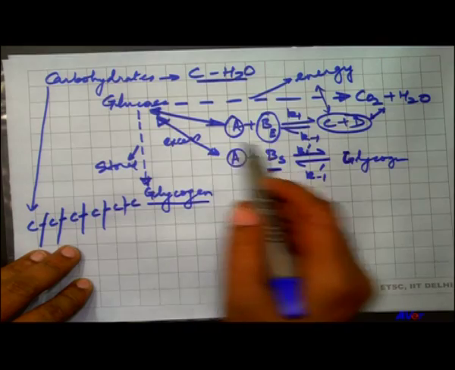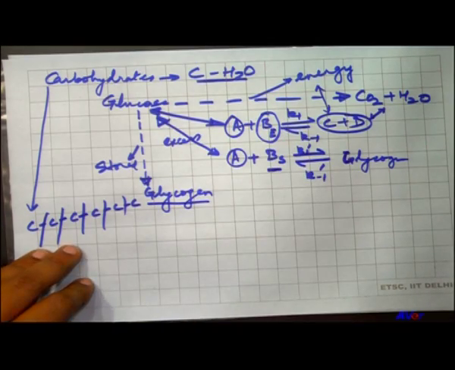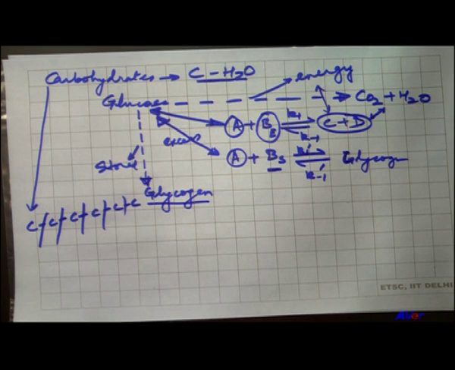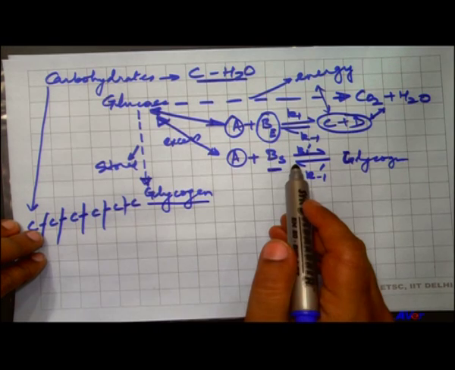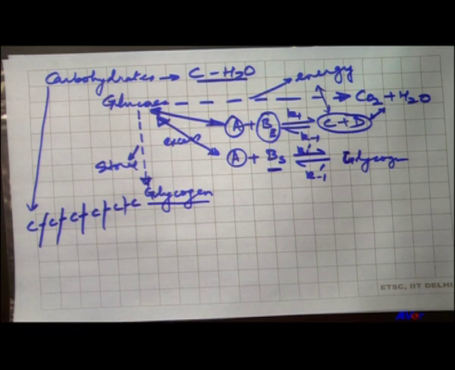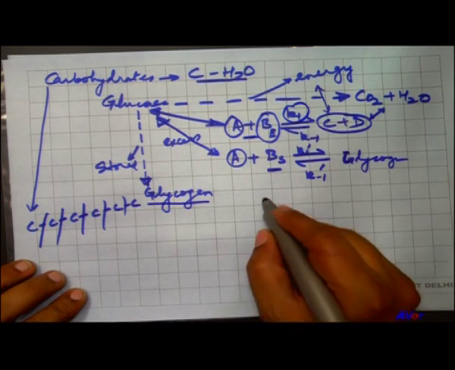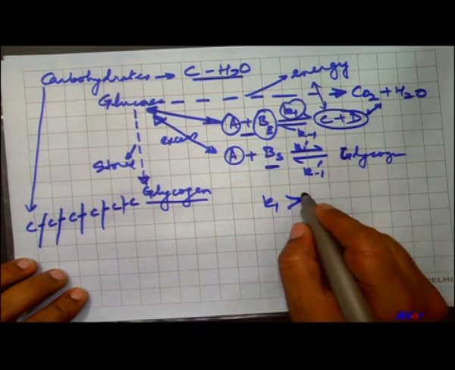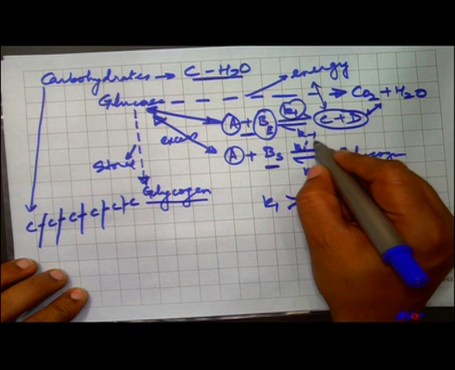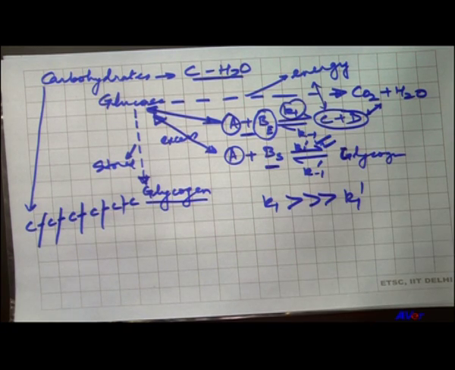It simply is that the association constant of A plus B is much higher compared to the association constant of A and Bs. Therefore, what happens is that when there is a small amount of glucose, there is more affinity for that glucose to bind with B. This K1 is much higher than this K1 prime.